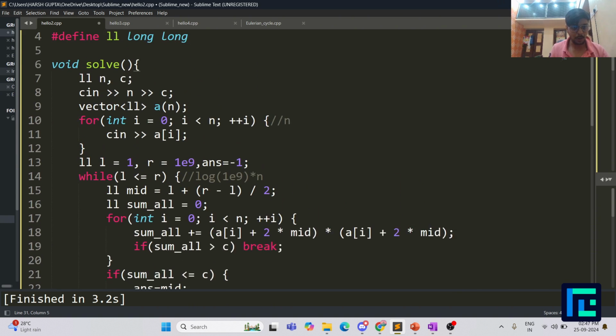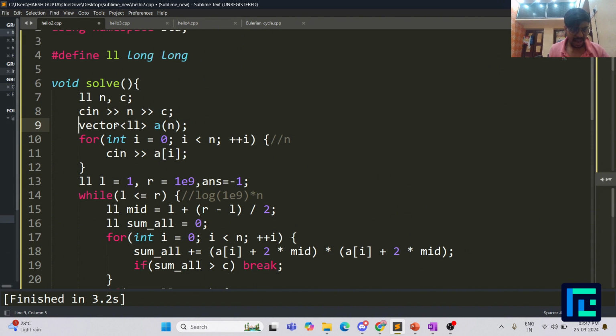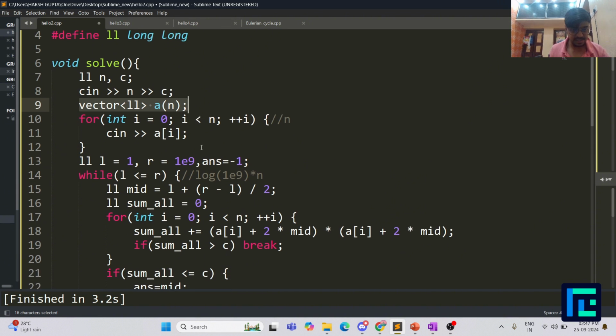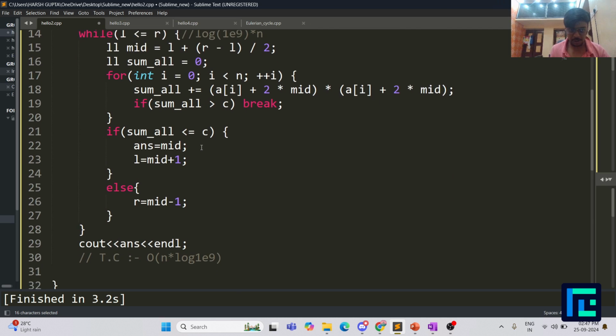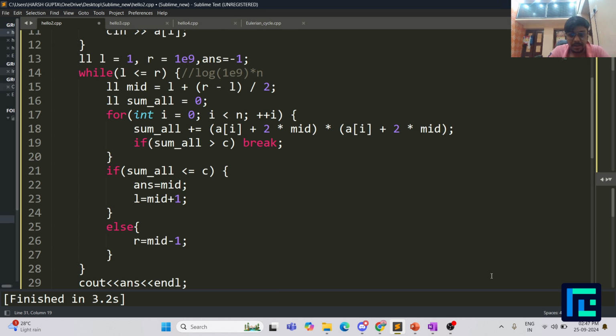If I talk of space complexity, I am making an array A of size n and the rest I am not utilizing space anywhere, rest all are of constant space. So I can say that okay, the space complexity is big O of n, which is well within the constraints and it will definitely pass, isn't it? So I hope all of you got it. Thank you.